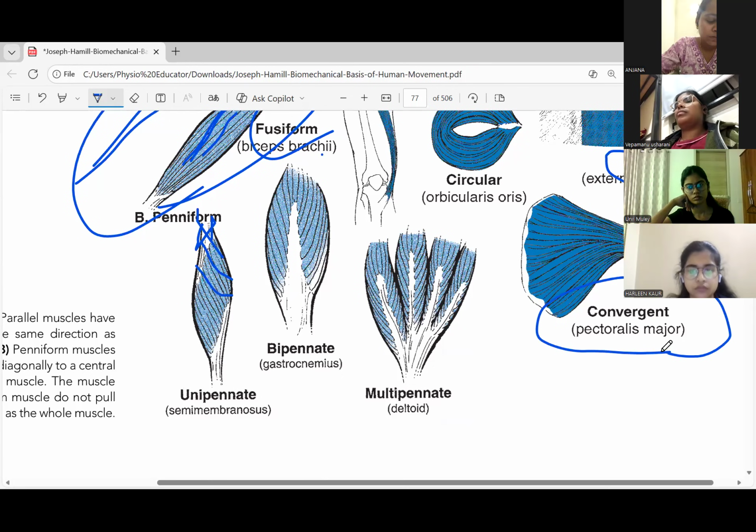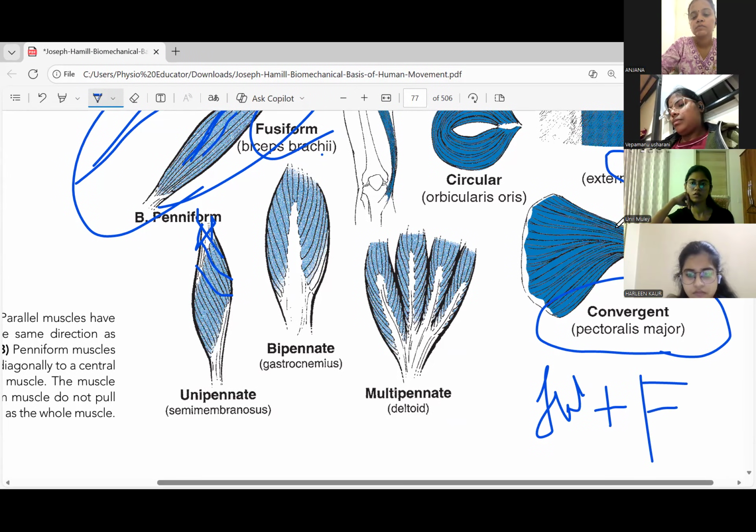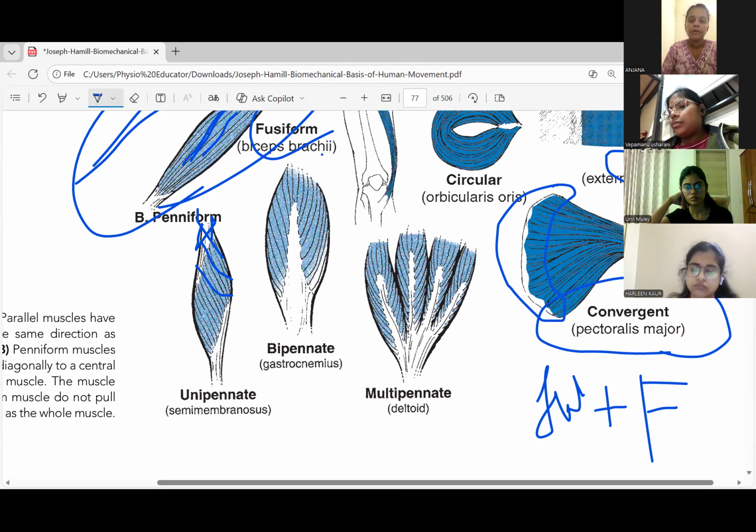The third one which we have is the convergent muscle fiber. What does convergent mean? Convergent is a combination of flat plus fusiform. What does that combination mean? It will originate like a flat muscle from aponeurosis, guys, and it will insert as a tendon like fusiform. It originates from the aponeurosis and ends at insertion as a tendon. That is called convergent muscle fiber.